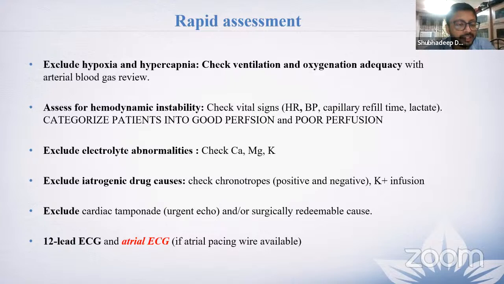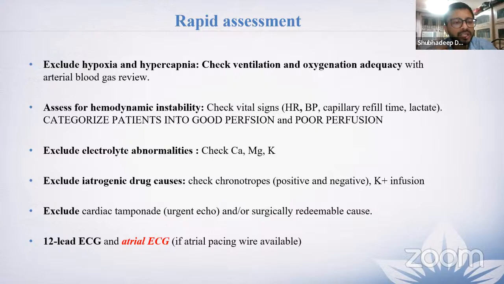So whenever we think that this is an arrhythmia, first things first, we should exclude hypoxia and hypercapnia, because these are very important causes of arrhythmia. If the patient is on a ventilator, just take the patient off the ventilator, put the patient on the bag, and see if you are able to bag, or if there is any secretion blocking the ET tube, which could be the cause of hypoxia, and draw an arterial blood sample and see the blood gas.